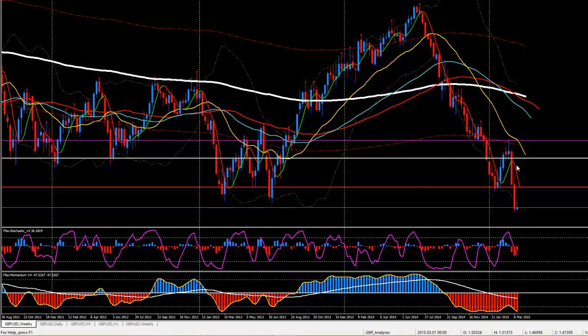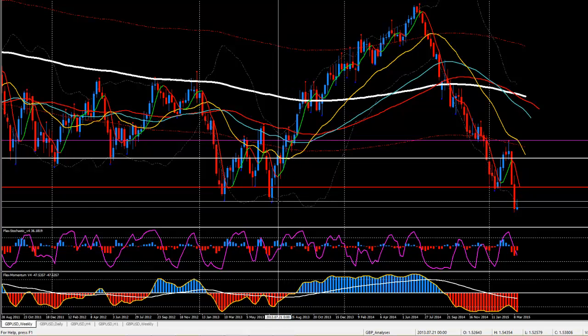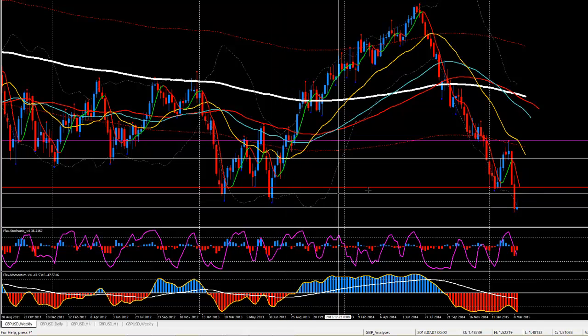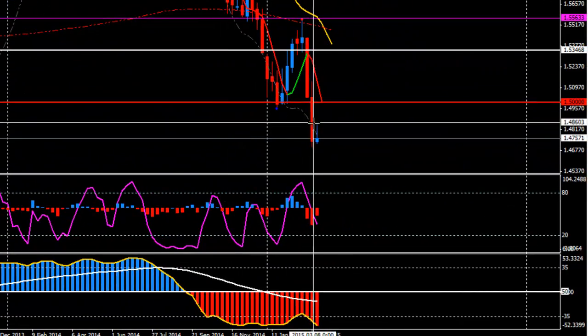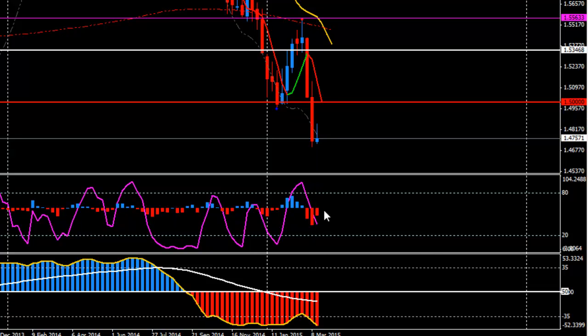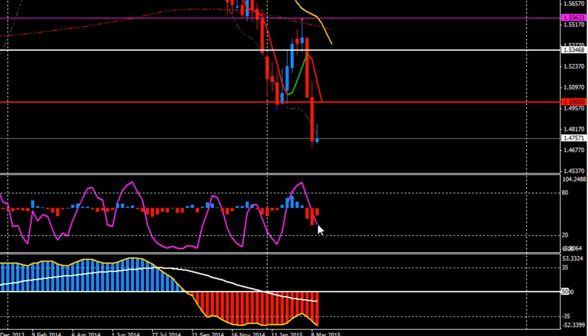Right now I'm watching the weekly chart. As we can see, there is some bullish rejection, and this is basically the resistance. On the weekly, the price did nicely respect the previous week's low, and the Flex MACD is bullish while the Flex stochastic is standing down. Bullish momentum is still increasing.